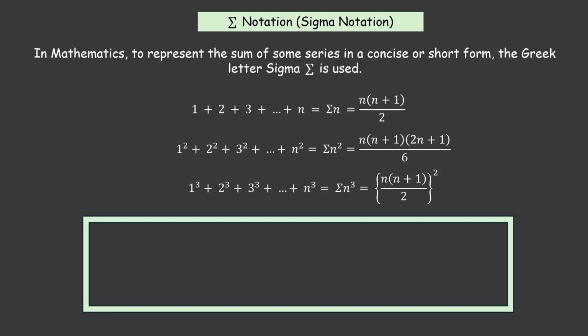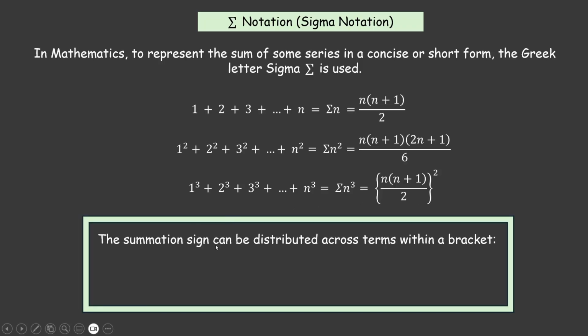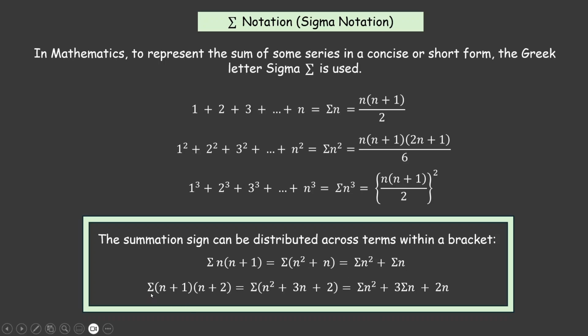It is interesting to note that this summation sign can also be distributed across terms within a bracket. For example, if you're writing sigma n into n plus 1, which is actually sigma of n square plus n. Now we can distribute this summation sign across the terms. So this is going to be equal to sigma n square plus sigma n. Similarly, if you look at another example, we can distribute the summation sign across the different terms.